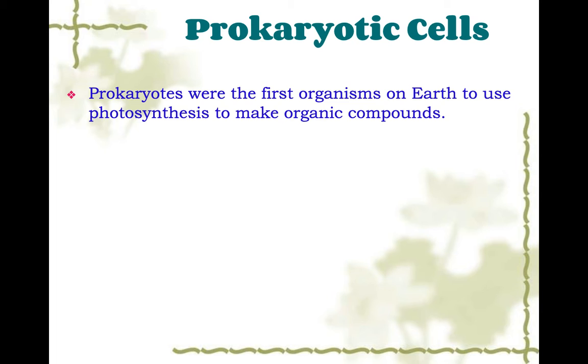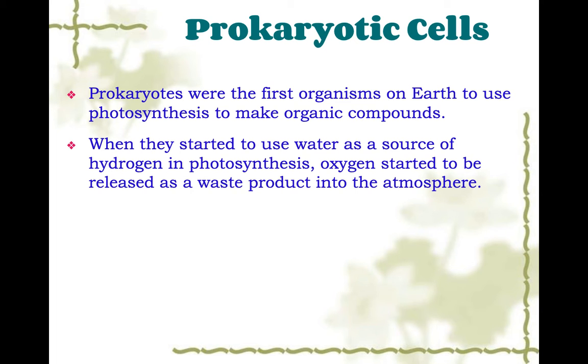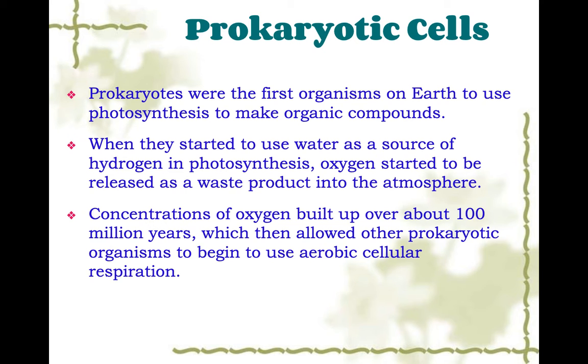So we know that prokaryotes were the first organisms on Earth to use photosynthesis to make organic compounds. And then when they started to use water as a source of hydrogen in photosynthesis, oxygen started to be released as a waste product into the atmosphere. And then the concentrations of oxygen built up over about 100 million years. And then this allowed other prokaryotic organisms to begin to use aerobic cellular respiration. So now we've got prokaryotes that can do photosynthesis, and now we're getting prokaryotes that can do cellular respiration.